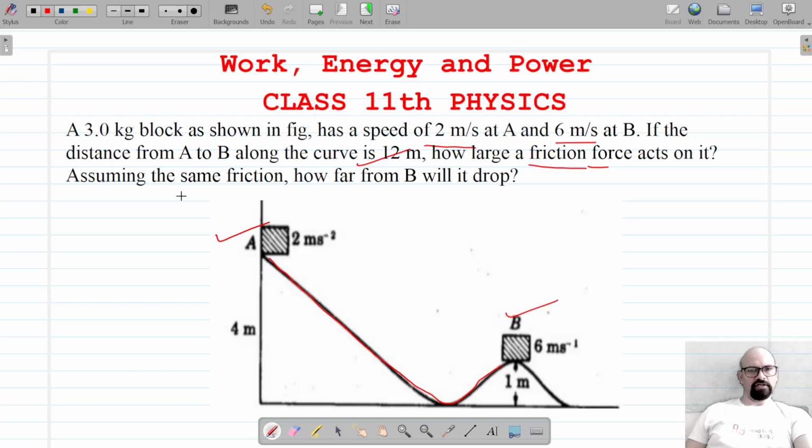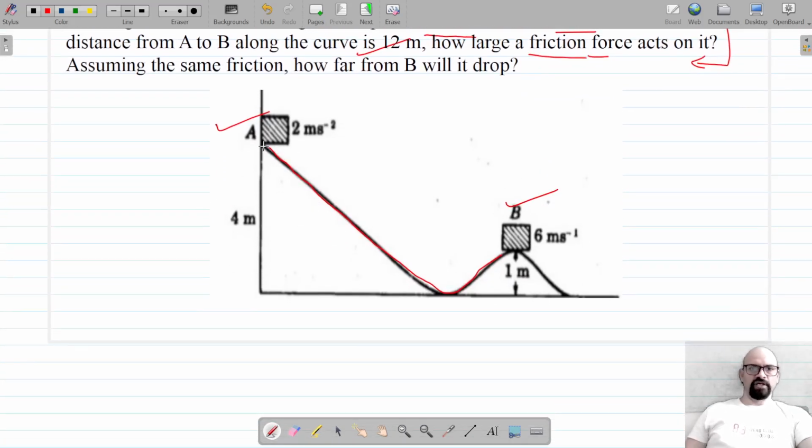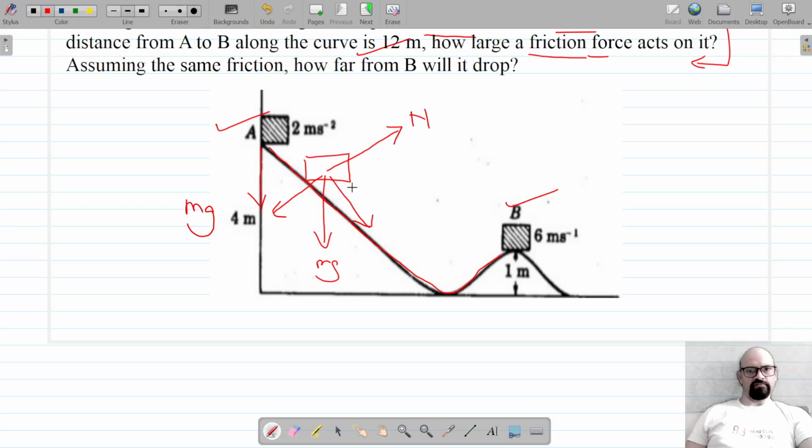And next, assuming the same friction, how far from B will it drop? So let's just stick to the first part, where we have to find the force of friction acting on this. Now, if we consider the forces acting on this block, the weight is acting vertically downwards. The normal direction is perpendicular to the path, and this is balanced by the rectangular components of mg.